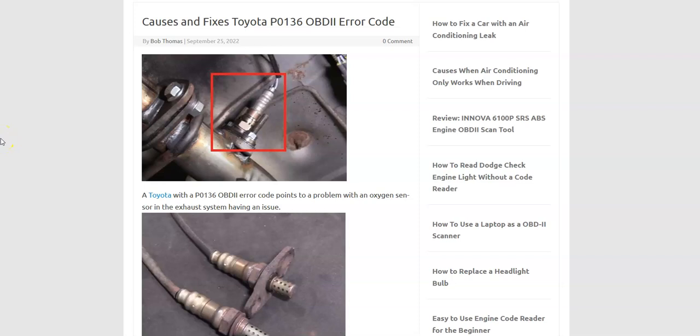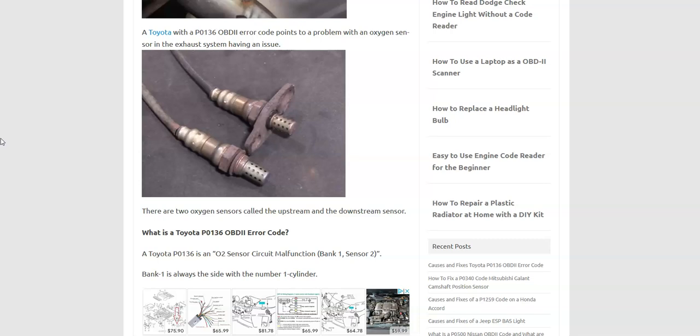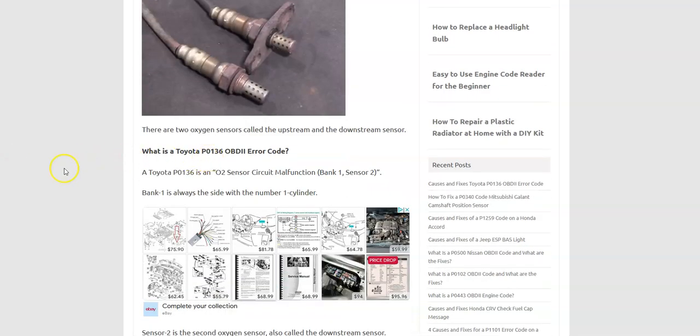Hello all. So today I'm talking about a Toyota with the P0136 code, what it is and how you go about fixing it. And I'm going to put links down below for everything I'm looking at here. But what is a Toyota P0136? Well, it's an O2 sensor malfunction, bank 1, sensor 1.